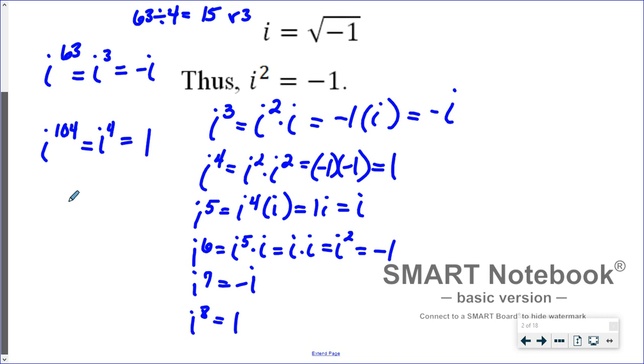So i to the, oh, I don't know, maybe 250th. Well, if you divide this by 4, you're going to get a remainder of 2. So this is the same as i squared, which is -1. So that's kind of how you can think of high powers of i.